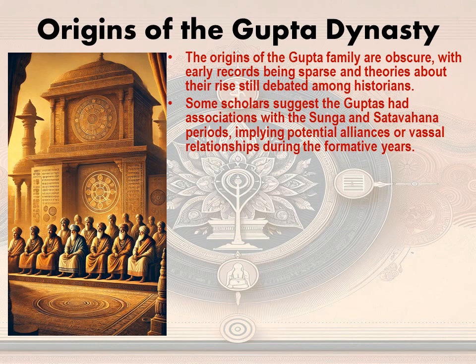Some scholars suggest the Guptas had associations with the Sunga and Satavahana periods, implying potential alliances or vassal relationships during the formative years.